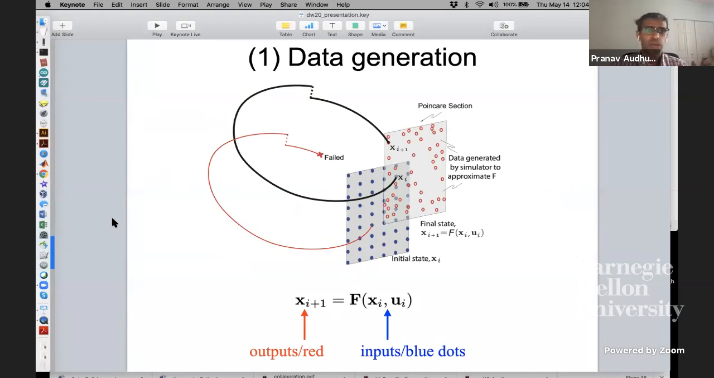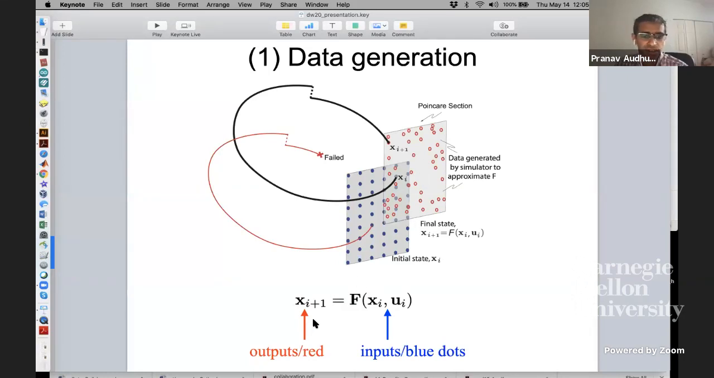So this is hopefully a method which will work for almost all models, provided you have a simulator available which can give you F numerically. There are essentially 3 steps. First, you generate data. You put in all the possible inputs, initial states, and all the controls u_i, represented as the blue dots. You put them in the simulator and integrate for one step. Some of these trajectories will fail, some will succeed, and they end up as the red dots, which are your outputs.